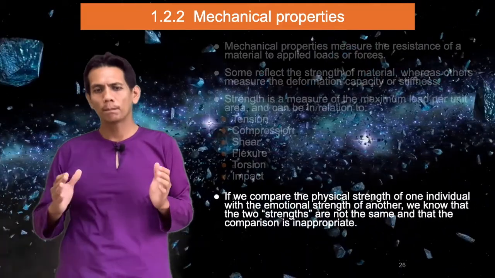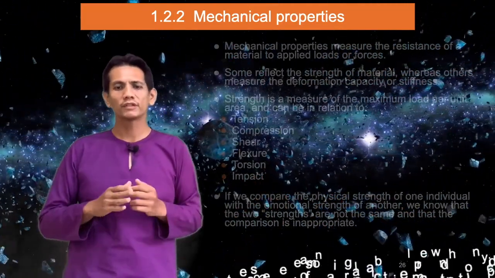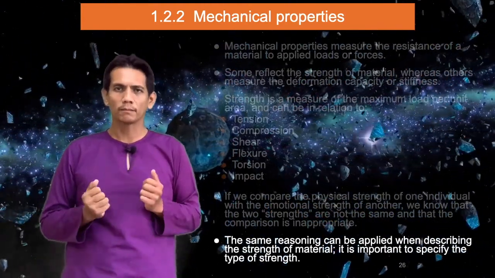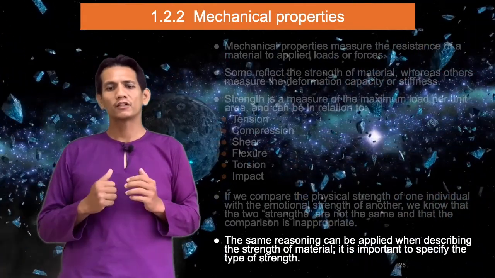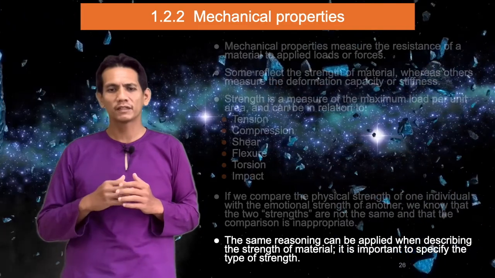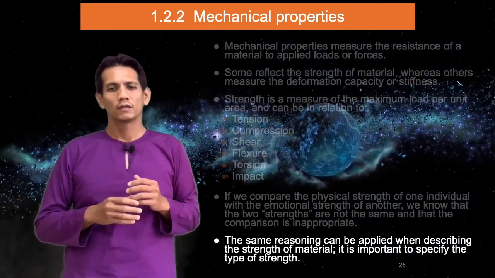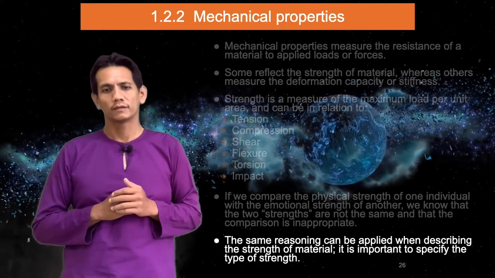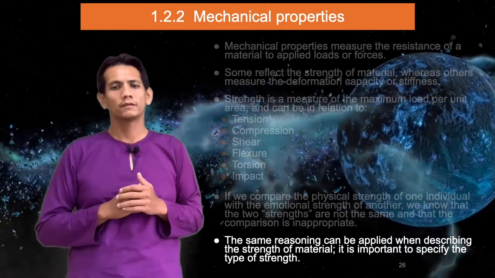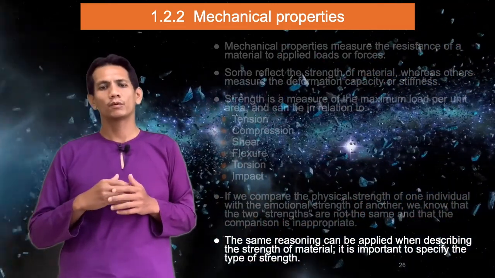So if you compare the physical strength of one individual with the emotional strength of another, we know that the two strengths are not the same, and that the comparison is inappropriate. The same reasoning can be applied when describing the strength of a material. So it is important to specify the type of strength. This is all related to the second property, which is mechanical properties.